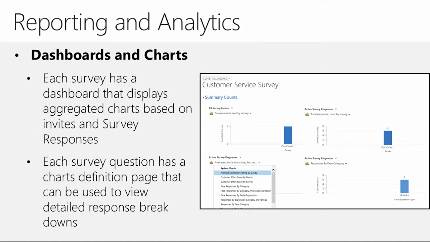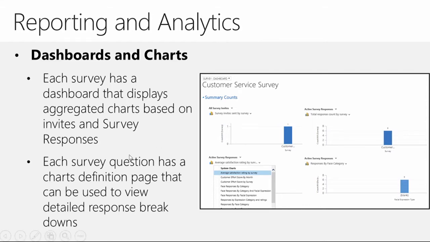Now, we talked a little bit about the reporting capabilities of the surveys themselves. One of the other things that's nice is each survey, when you go into the actual survey itself and into the dashboard, will have aggregated charts and survey information that you can look at based upon the invites and the responses that had come in. It typically defaults to a 4-tier dashboard, which is going to have 4 different chart options available. Each one of those chart options can be adjusted accordingly as you're working through.